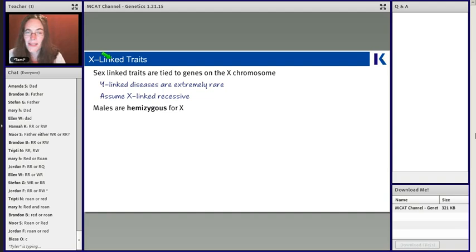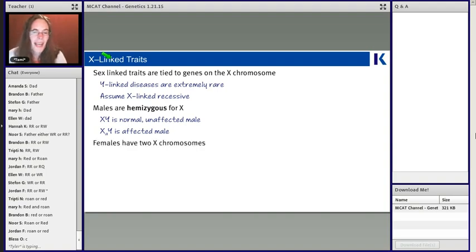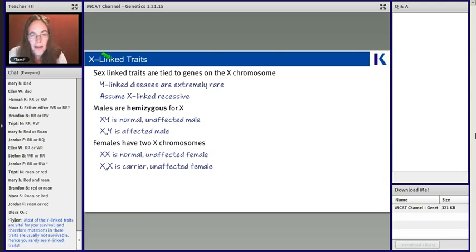Okay, with that said, we know that males are hemizygous for X. They're XY. So this is a normal, unaffected male. If we have that little subscript, that's an affected male. Females, we have 2 X chromosomes, so we can counteract this. So both of these first two are unaffected. However, the second one is a carrier. Why? Because she's unaffected, but she does have the allele. The only way for a woman to be affected is if she has 2 X chromosomes that have that specific allele.